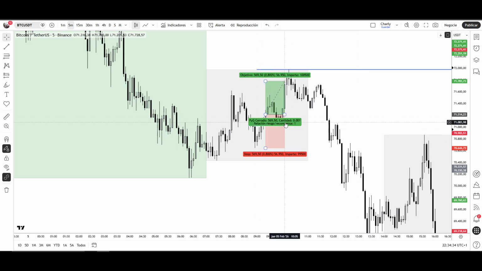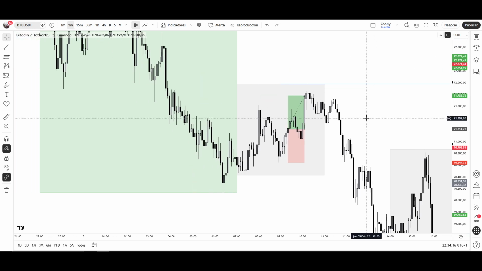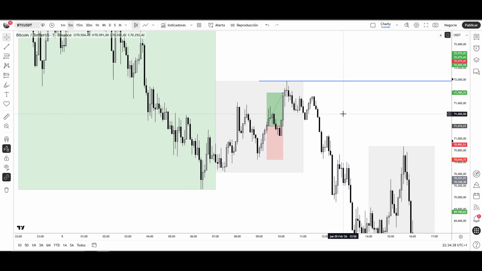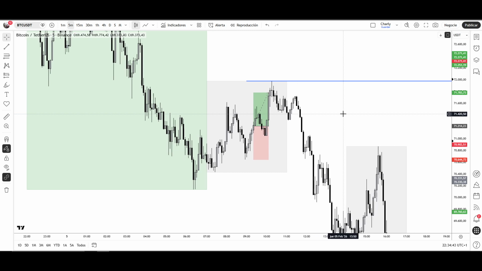So all the setups that you're going to see right here have been executed, managed, closed and explained in the live sessions and also sent on the private app.